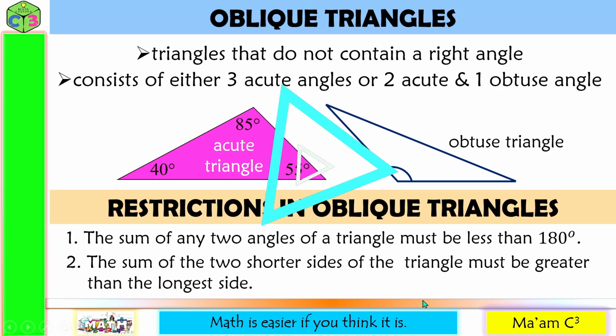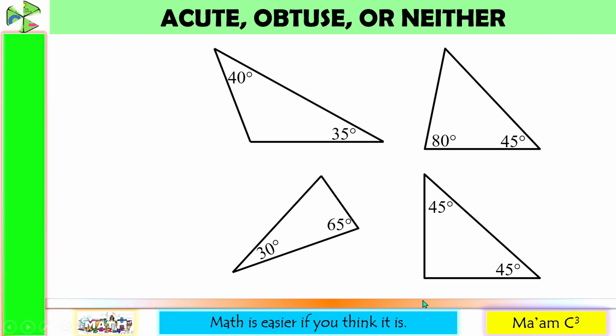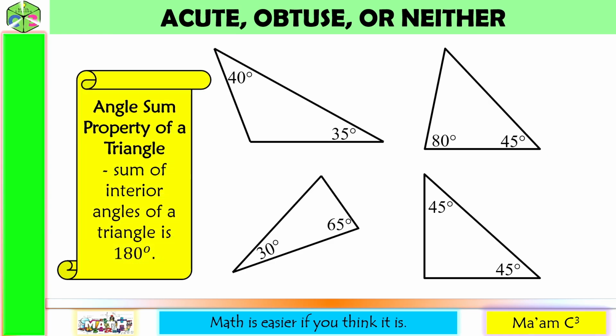Let's have another activity: acute, obtuse, or neither. We have learned from the angle sum property of a triangle that the sum of the interior angles of a triangle is 180 degrees. So to solve for the missing angle, we just have to subtract the two given angles from 180 degrees. 40 plus 35 is 75. 180 minus 75 is 105 degrees. This is an obtuse angle, so this is an obtuse triangle.